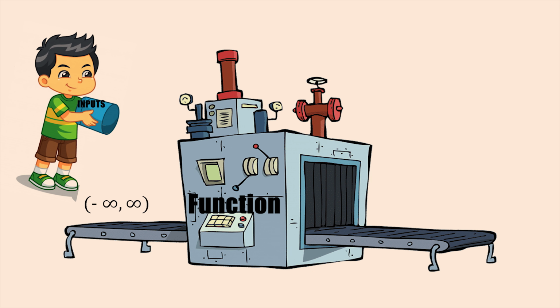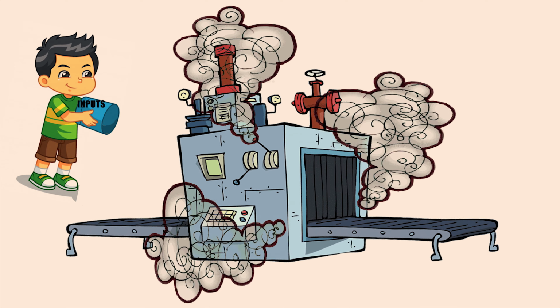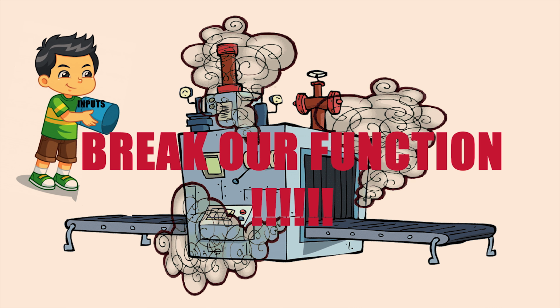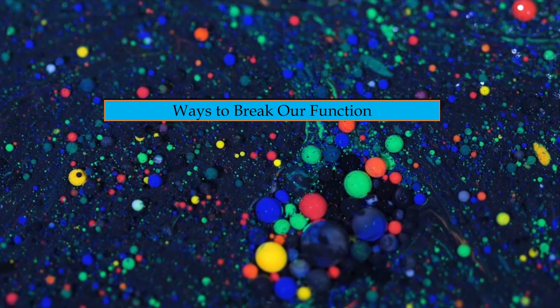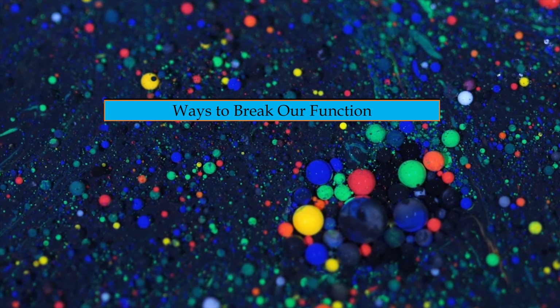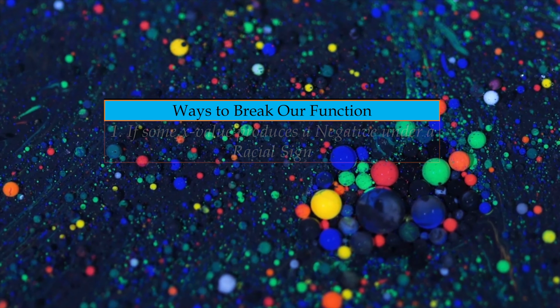So as we input numbers from negative infinity to infinity into our function, we have to make sure we don't put in any numbers that accidentally break our machine or our function. So what does it mean to break our function? Well, in this class, remember, we are only working with the real numbers. That means no imaginary or complex numbers are allowed.